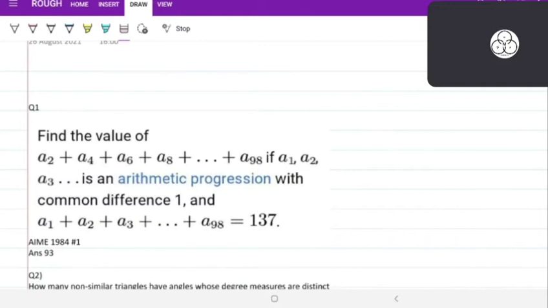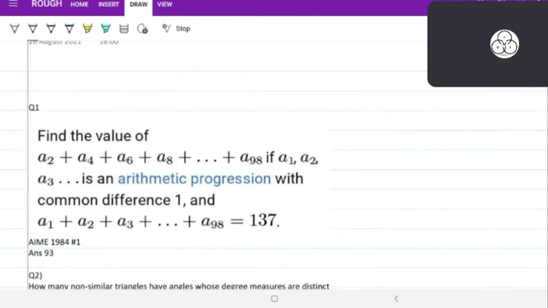The first question is available on the screen. Find the value of a2, a4, a6, a8, and so on. a1, a2, a3 is an arithmetic progression with common difference 1. Okay, so just try out the question. If you've already solved it, no need to wait for me. But there is a special technique for solving this problem.